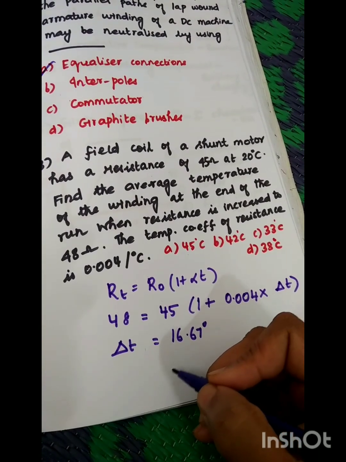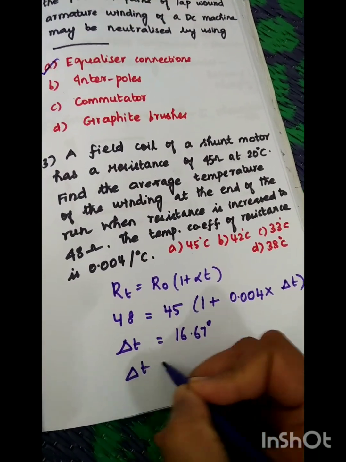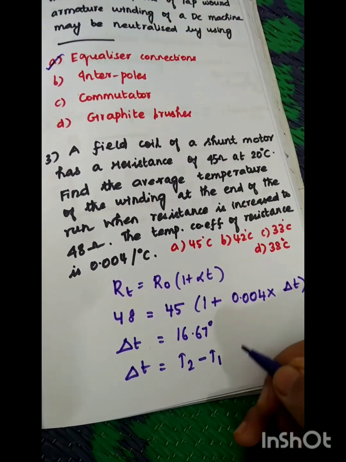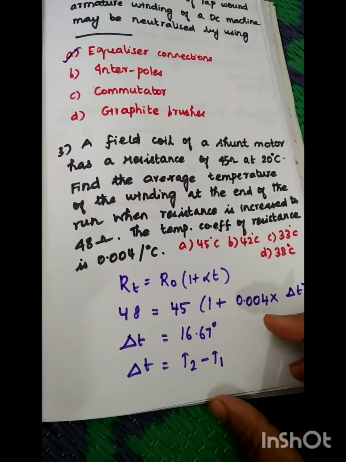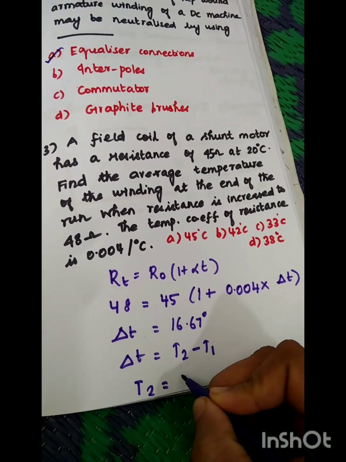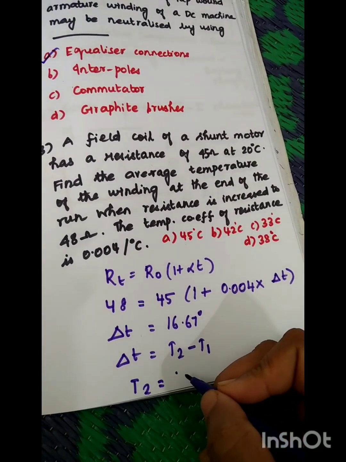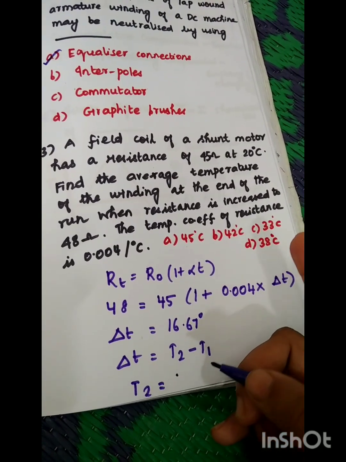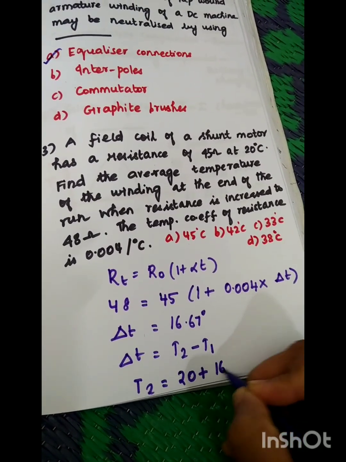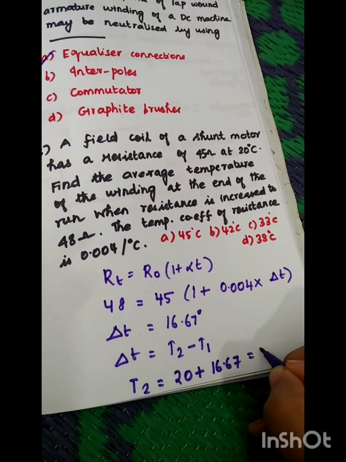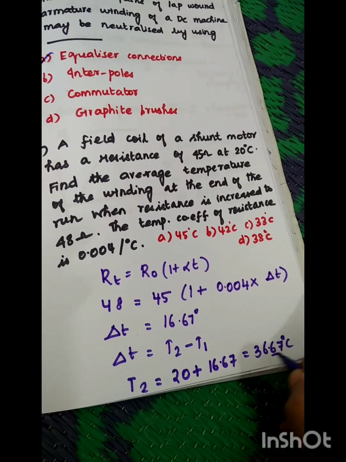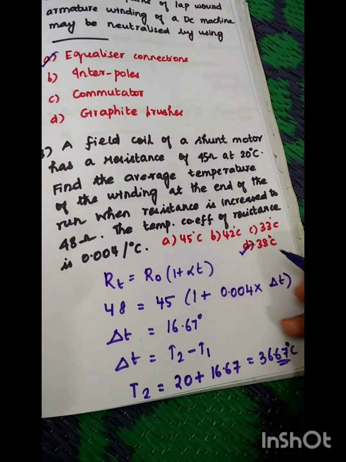But delta t is t2 minus t1. Right? Now what is asked is t2. So t2 is equal to t1, which is given as 20 degrees. So you can add 20 plus 16.67. Your answer will be 36.67 degrees centigrade. Approximately we can take the answer as option number D.